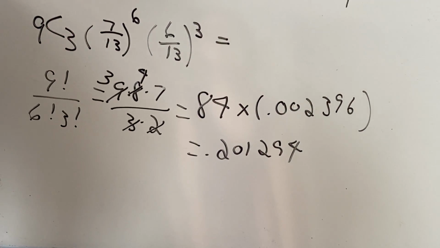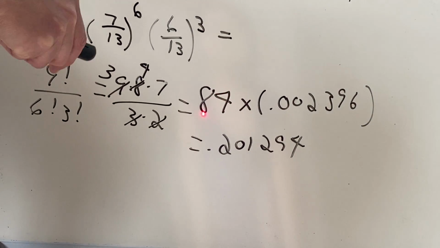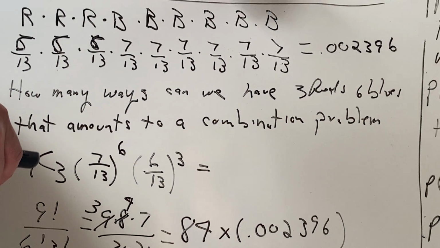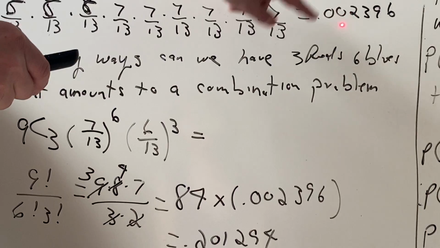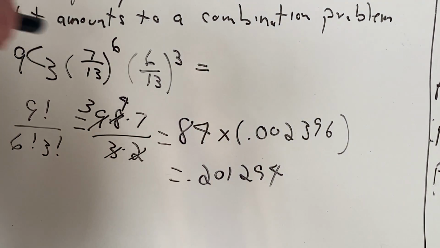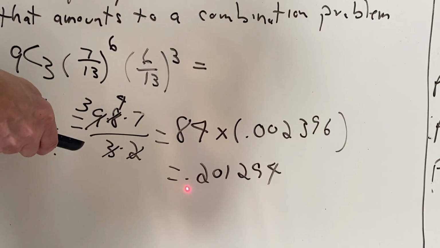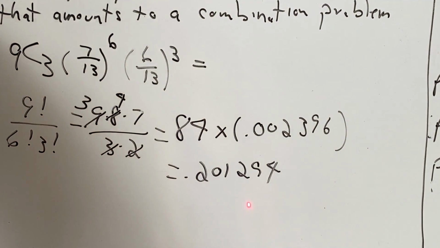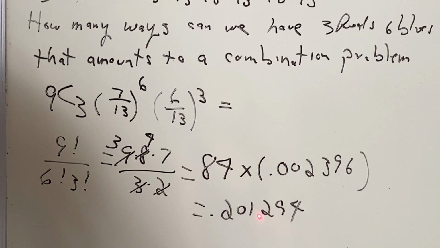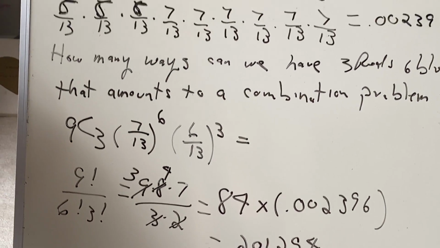And so we have 9C3, which is 84 of these. Again, I would have been at it all day, but I could have written out all 84. We have this plus this plus this. So what is this plus this plus this added 84 times? It's just 84 times that. And we get 0.201294. So that's kind of the long way of doing the problem, okay?